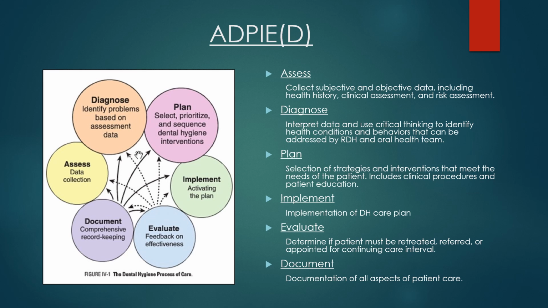When we assess the patient, we are collecting objective data that includes the patient's health history, clinical assessment, and risk assessment. We then diagnose by interpreting the data and use our critical thinking skills to identify health conditions and behaviors that can be addressed by the RDH and oral health team. Then we plan by selecting strategies and interventions that meet the needs of the patient. Implement is next, which is starting the dental hygiene care plan. We will then evaluate by determining if the patient must be retreated, referred, or appointed for continuing care. The end of the process is done by documenting all aspects of the patient's care.